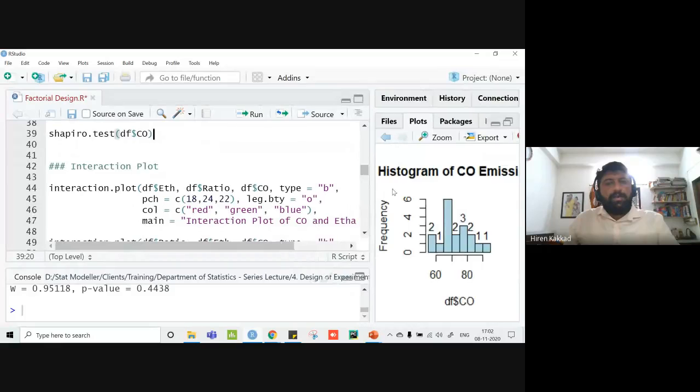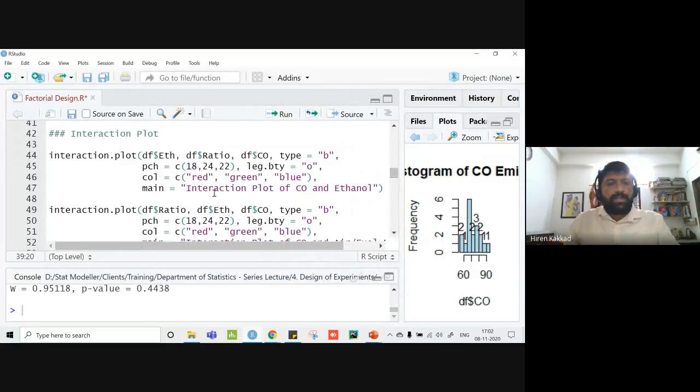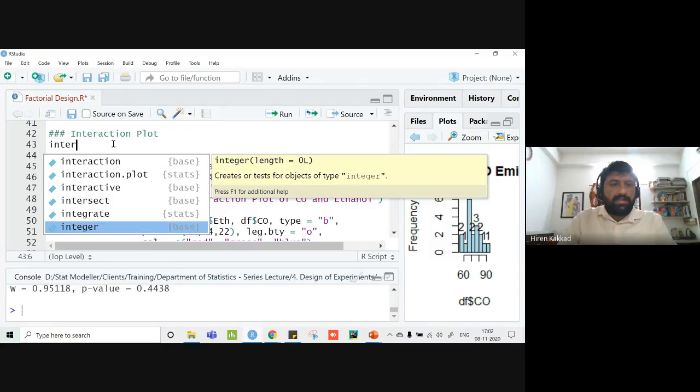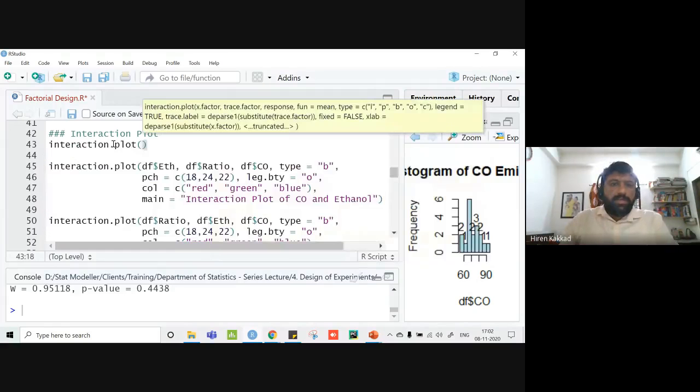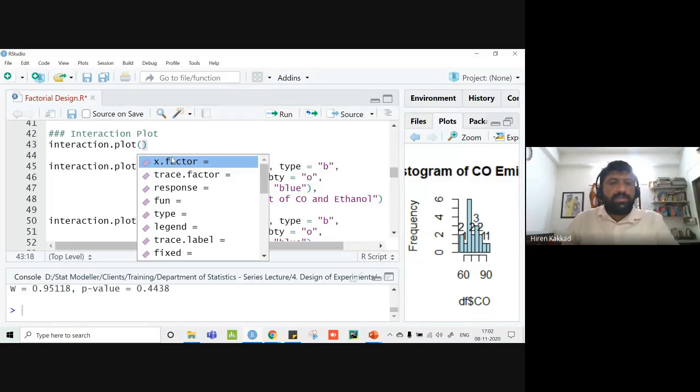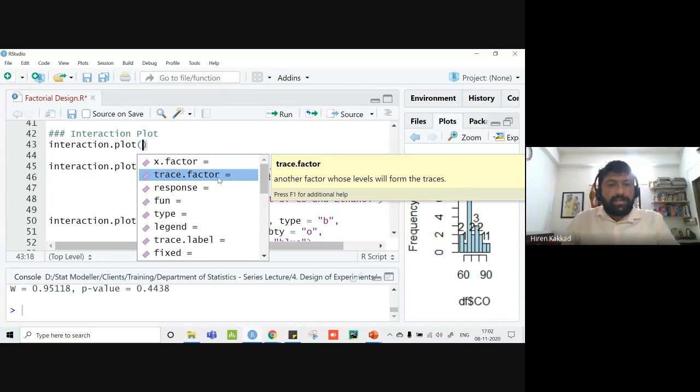Now let us find out the interaction plot of this experiment. So here the function is interaction.plot. That is the inbuilt function of R. Now here we need to provide, let me just show you what arguments it is taking. It is taking x.factor, so it should be a factor, then trace.factor, that is the second factor, and the response. So factor 1, factor 2, and the response. These 3 arguments we need to give.